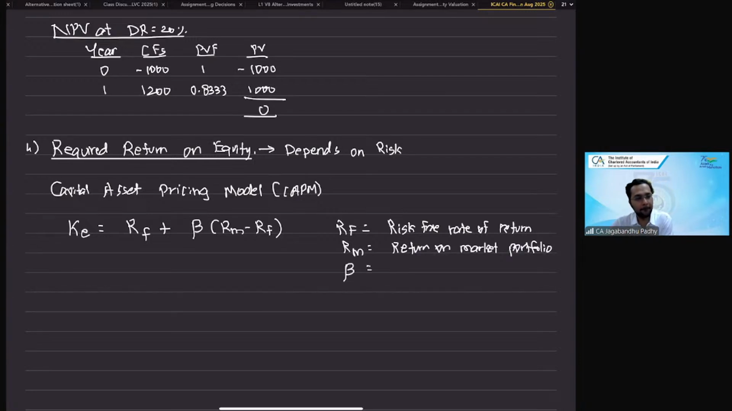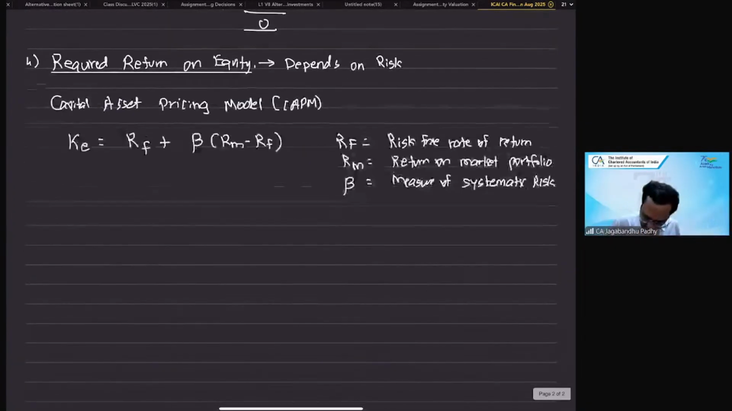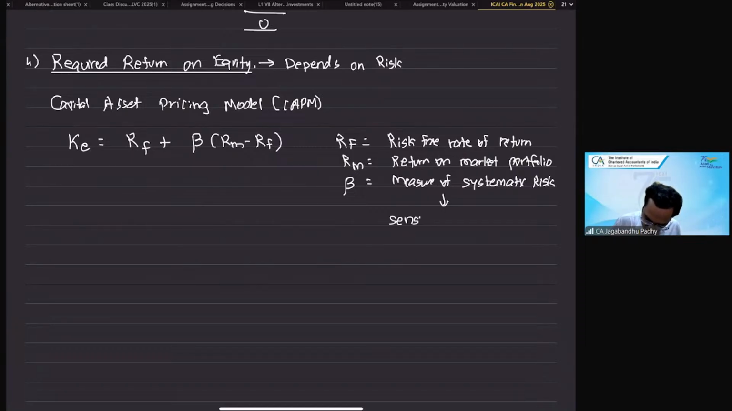What about beta? Beta was essentially a measure of systematic risk. So what do you mean by systematic risk? It is actually a measure of sensitivity of the security with respect to the market. Now, what do we mean by sensitivity of security with respect to the market? It simply means that, for example, if beta is 2, what does this mean?